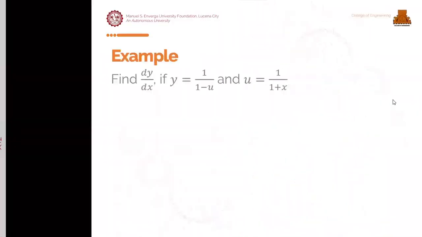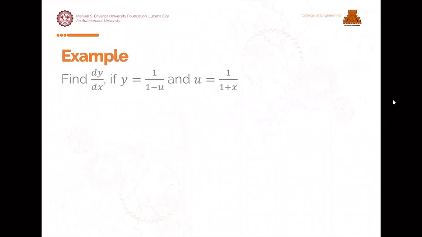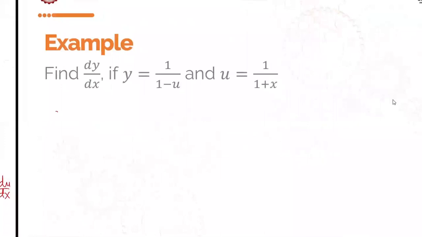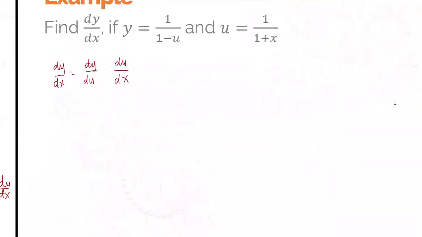Okay, next. So let's try find dy dx if y is equals to 1 over 1 minus u and u is equals to 1 over 1 plus x. So again, our formula sa chain rule is dy over dx is equals to dy in terms ng du times du in terms ng dx. Okay, so we have y is equals to 1 over 1 minus u.